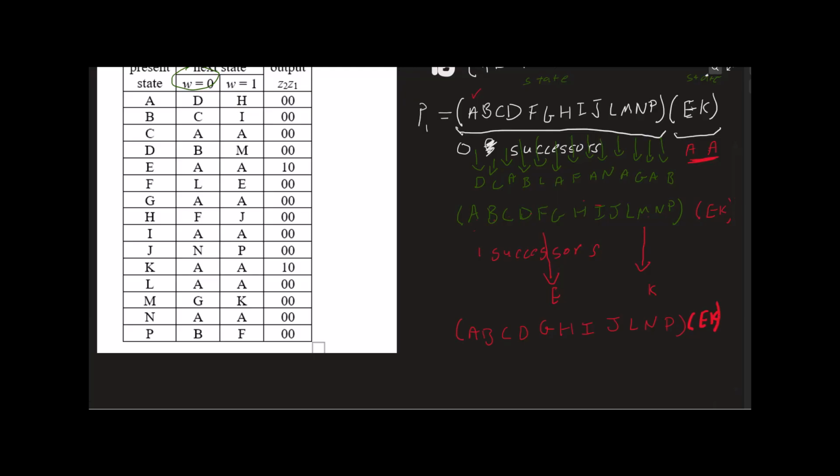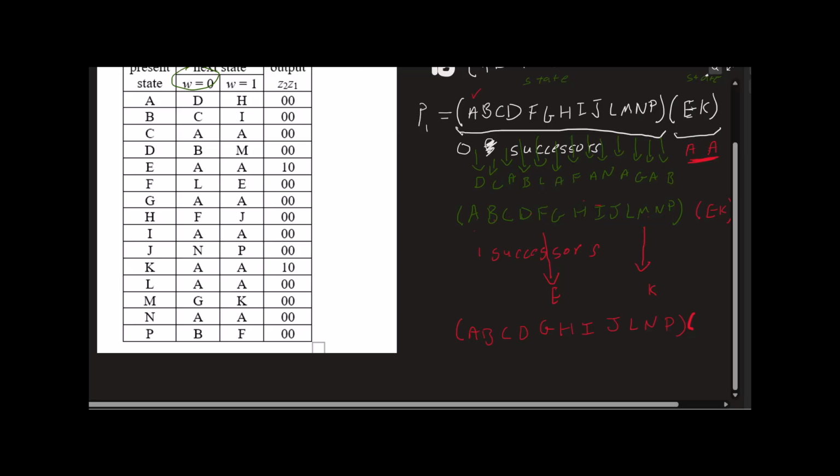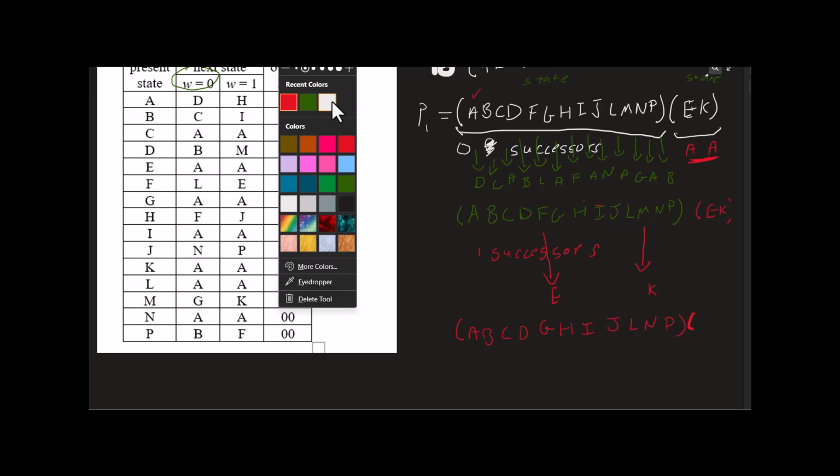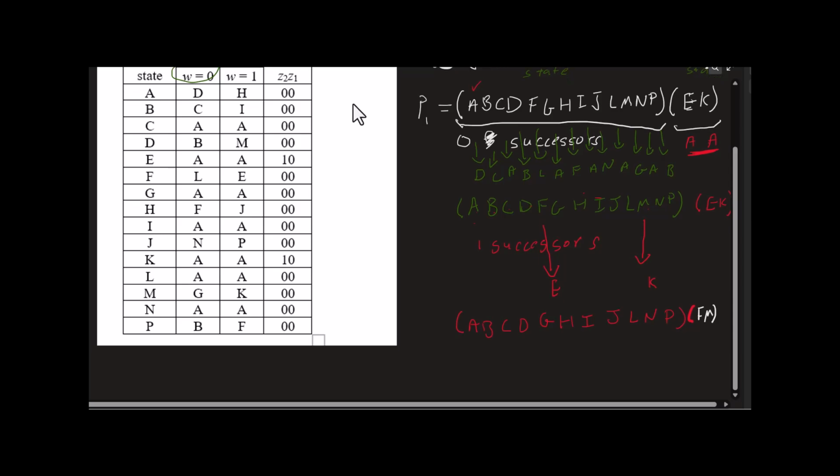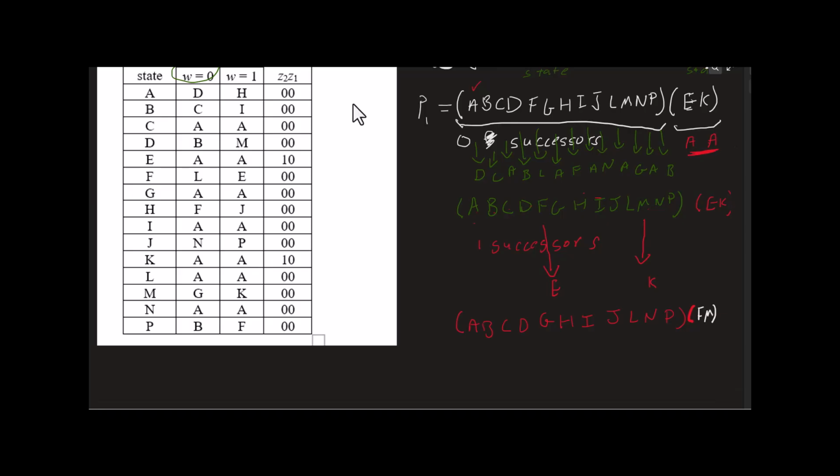I'm not E and K, I already knew about E and K, sorry. F and M. Okay, now I need to look at E and K. So when W is 1, E goes to A, and K goes to A. So those still get to stay together.